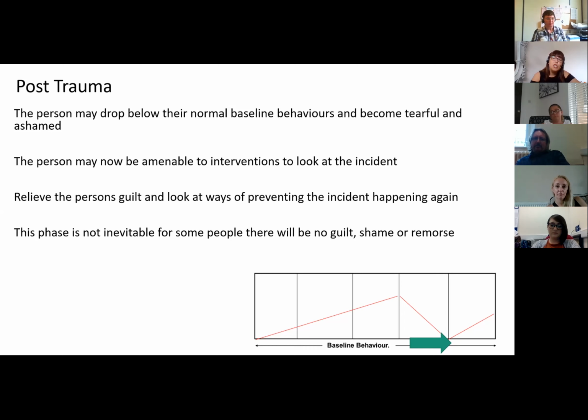For some people, you will see guilt and shame. For some people, you won't. So you might get this person come back the next day, offer to fix the hole in the wall that they've done, or offer to apologize, relieving their own guilt because they're back down to that baseline behavior. The brain's woken up, they've reflected on their actions. Some people won't. It's horses for courses. Everybody's different. So that's that violence behavior cycle.